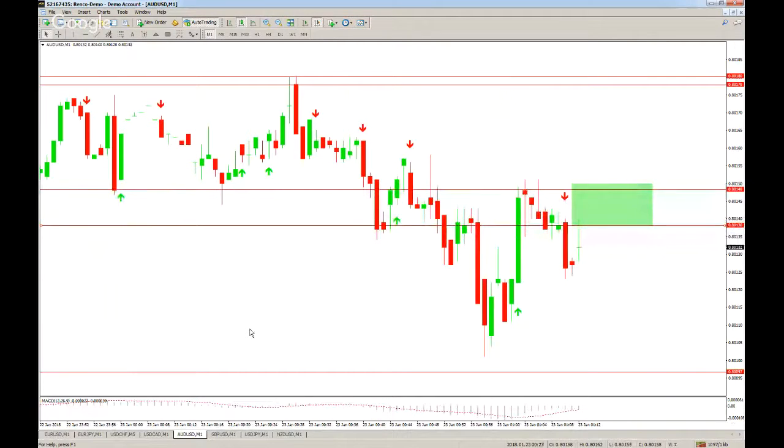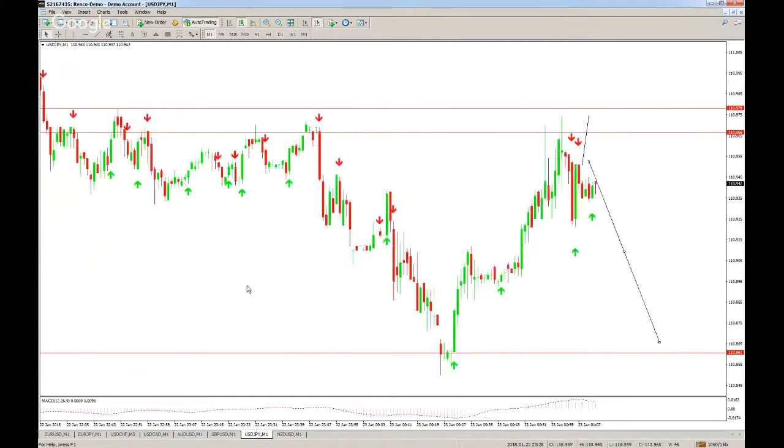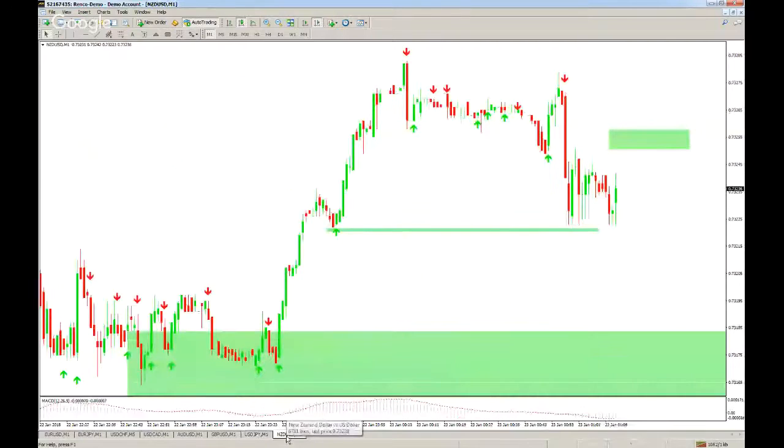Pretty much did land on that 50% zone. We are selling off. Again, 1 minute, taking a long trade, not really a good idea. So other than that, not much.